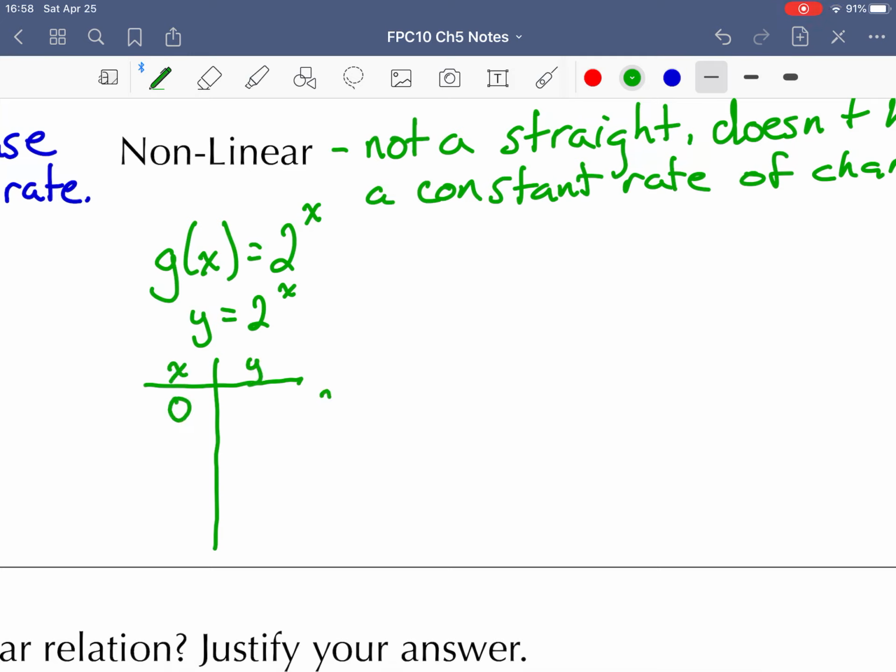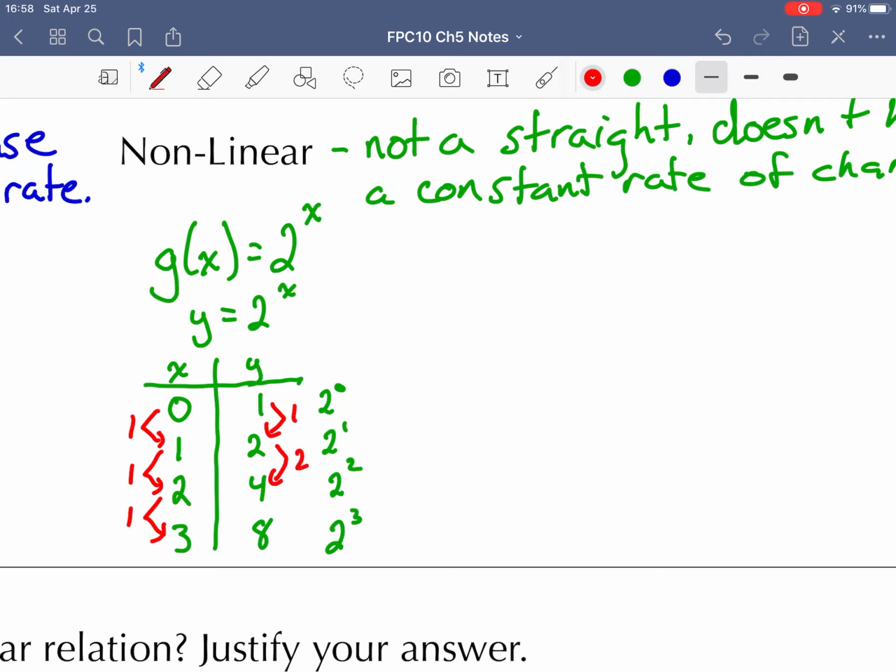x and y. When x is 0, y is 2 to the power of 0, which is 1. When x is 1, y is 2 to the power of 1, which is 2. When x is 2, y is 2 squared, which is 4. 3, 2 cubed, which is 8. Now if we look at our domain, we go up by 1 each time. So that's a constant changing amount. But our range goes up by 1, then it goes up by 2, then it goes up by 4. This is not a constant changing amount. So there is no constant rate of change.